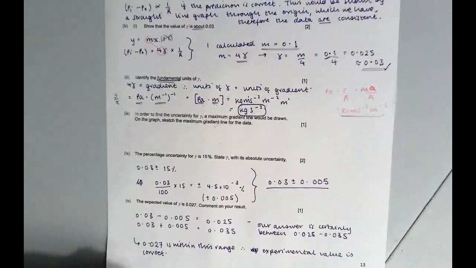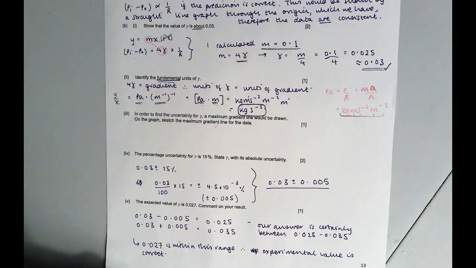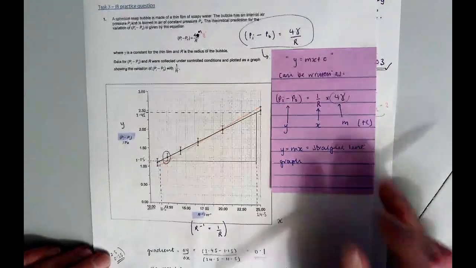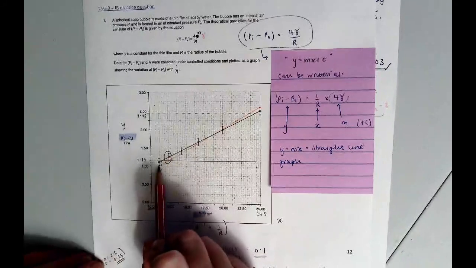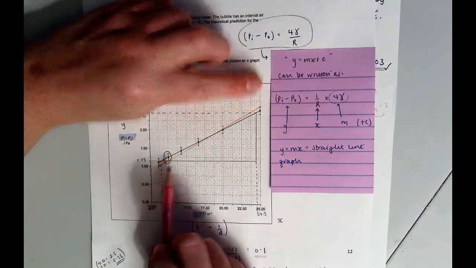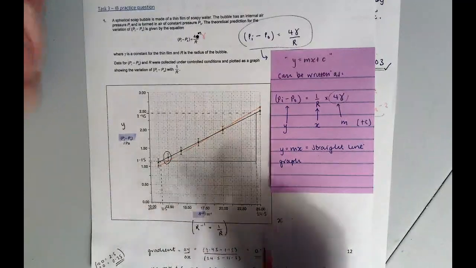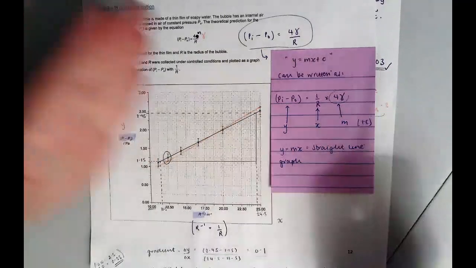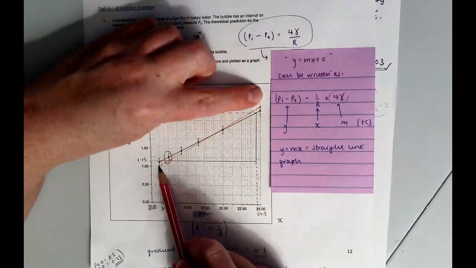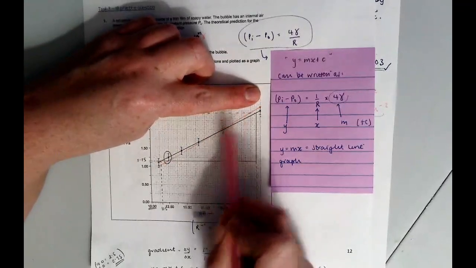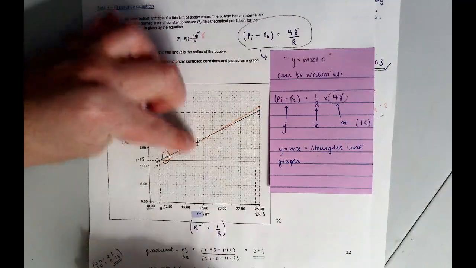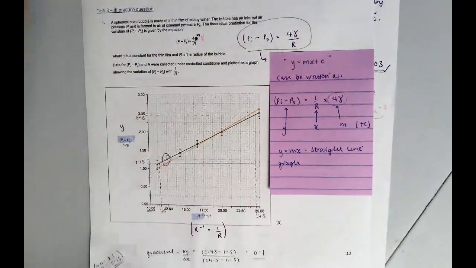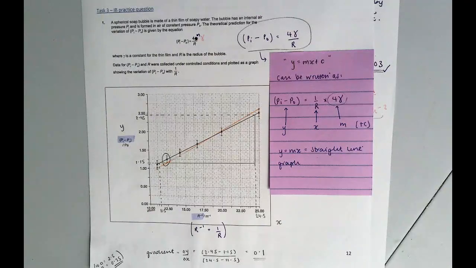Okay, it says then in part III, in order to find the uncertainty for gamma, a maximum gradient line would be drawn. Please sketch this. So again, it's just like I just showed you. To get the maximum line, we're going to go through the bottom of the bottom error bar, to the top of the top error bar, that's going to get our steepest worst fit line. We don't want to choose the top of the bottom and the bottom of the top, because that's going to be slightly shallower. So long as with our line of worst fit, it still falls through all error bars, it's a perfectly valid line, but it's our worst fit line. So you just want to draw one that looks a bit like that.